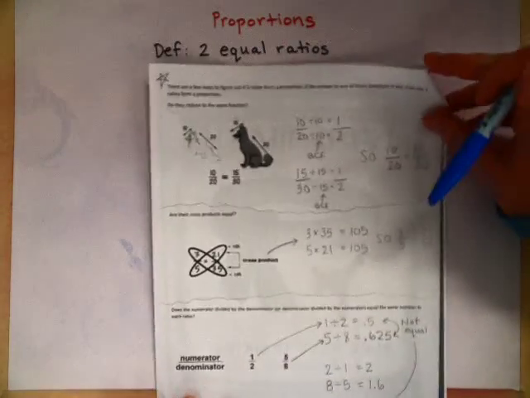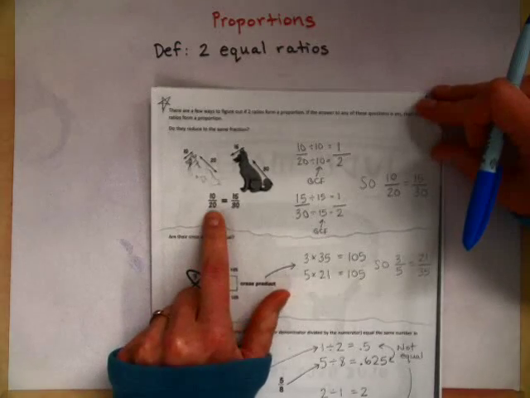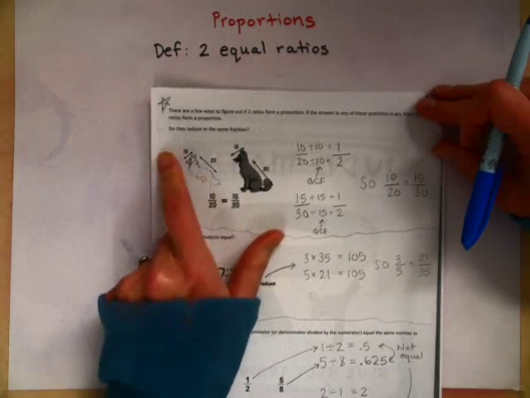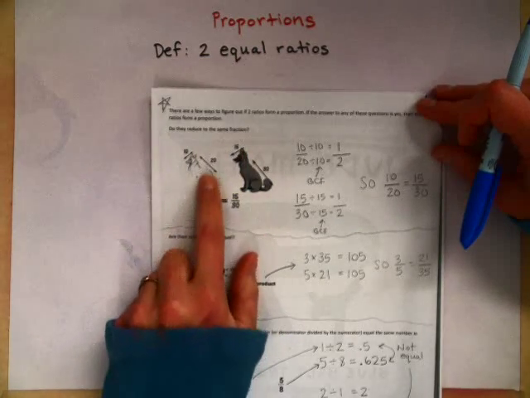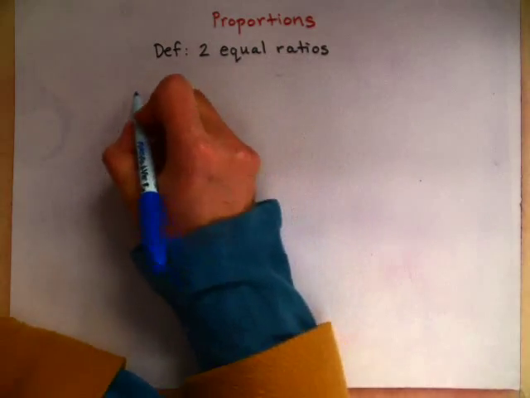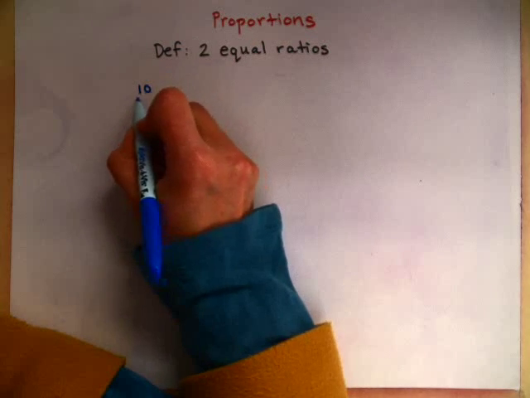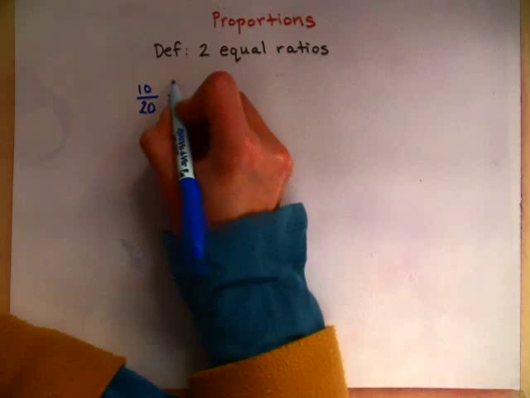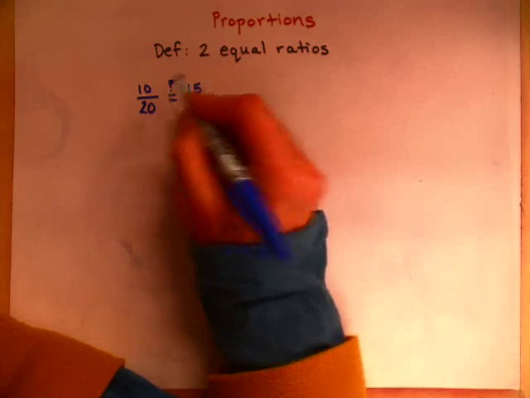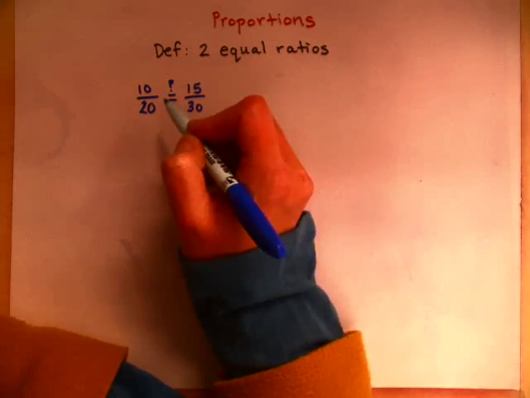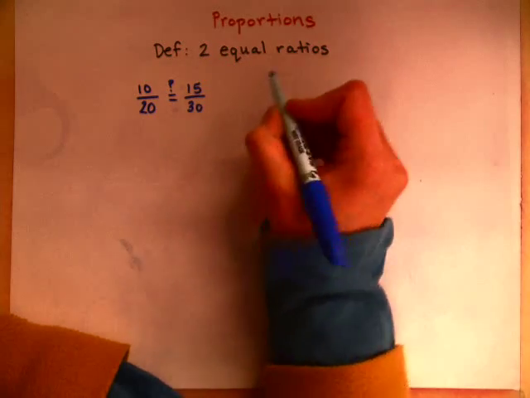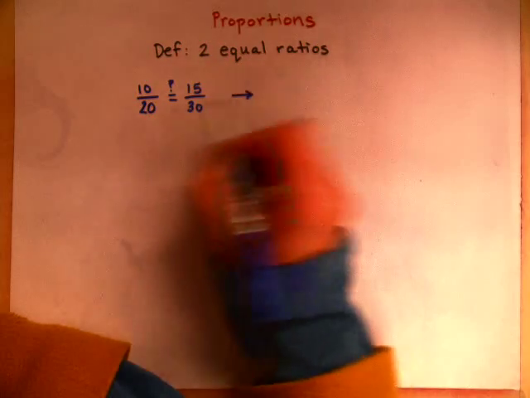The first one, we're trying to find out if 10 to 20 is equal to 15 to 30. The way that I'm going to find out is, do they reduce to the same fraction? So is this little dog proportionate to this dog? If you want to find out if 10 to 20 is equal to 15 to 30, I like to put that question mark there, that way I remember I'm trying to figure out if they're equal or not. So do they reduce to the same fraction? 10 to 20.